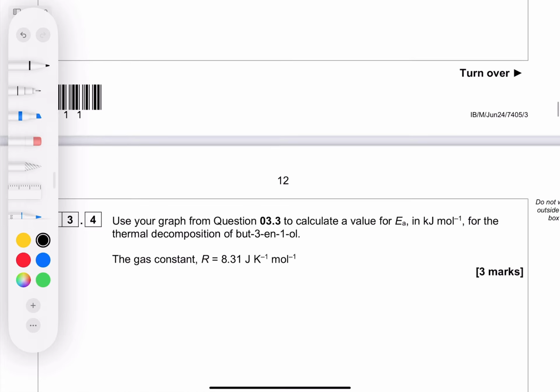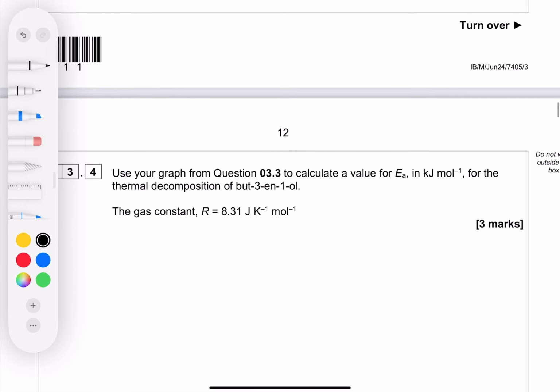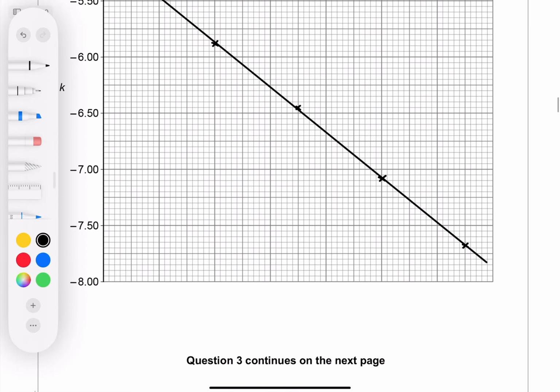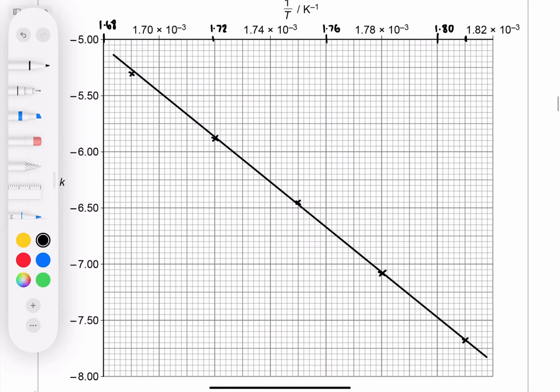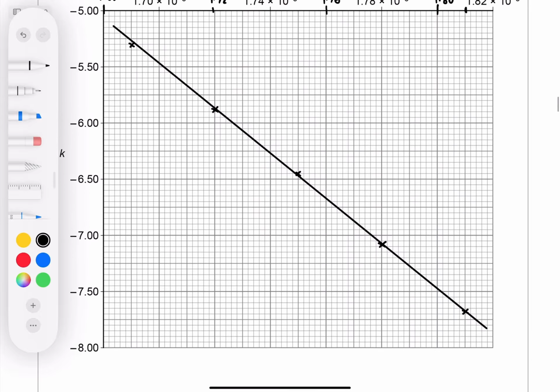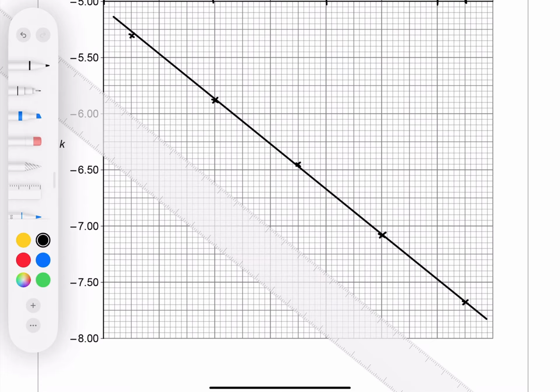Use your graph to calculate the activation energy. Well, to do that, we need to find the gradient, because remember what we said up here, the gradient is equal to minus EA over R. So let's find some points to find the gradient. So we're going to draw a triangle onto this graph and find the gradient.